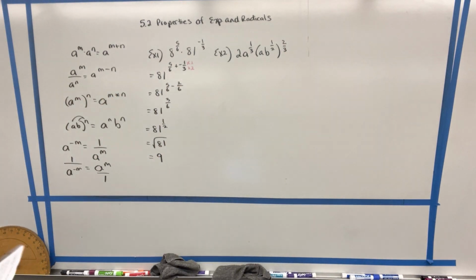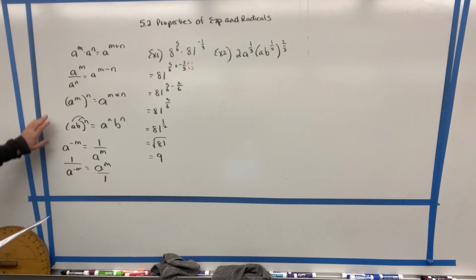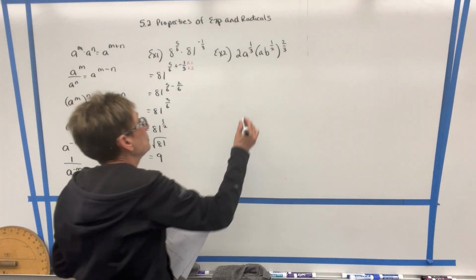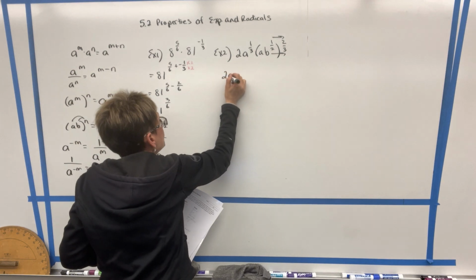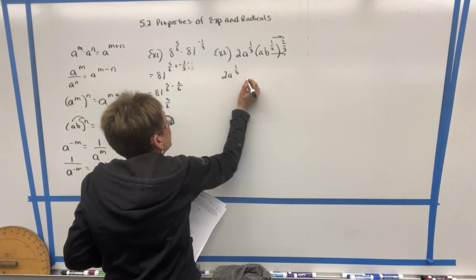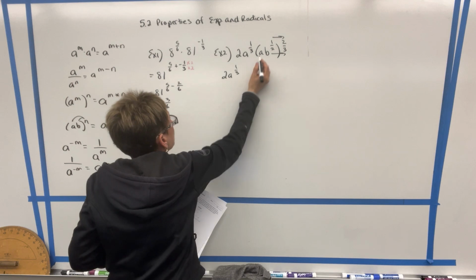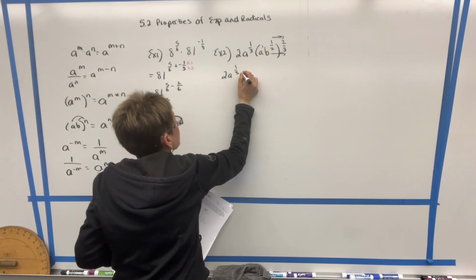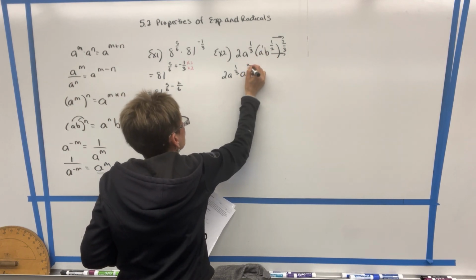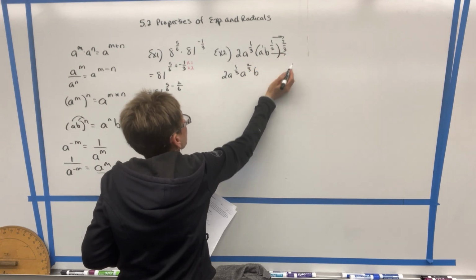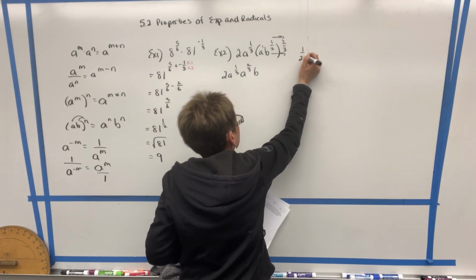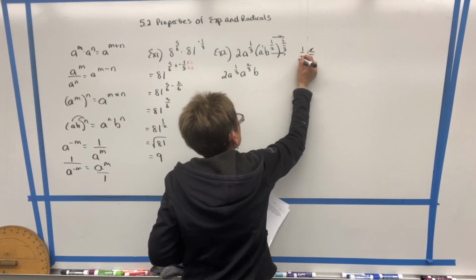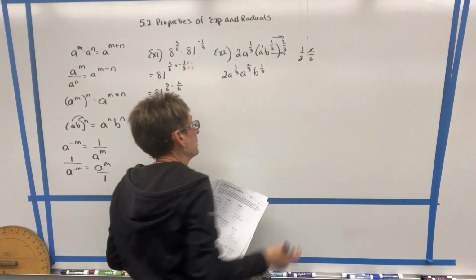In this case, I'm using the property right here where I'm taking a power of a power. So I need to multiply my exponents here. I'm going to bring down the 2a to the 1/3. And then I'm going to think of this as a power of 1. So this is going to be a to the 2/3. And then b, when I multiply 1/2 times 2/3, if you do the math here, these 2's cancel. It just becomes 1/3.